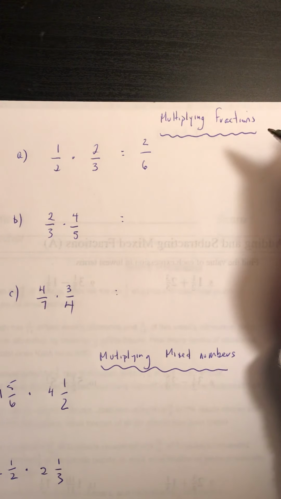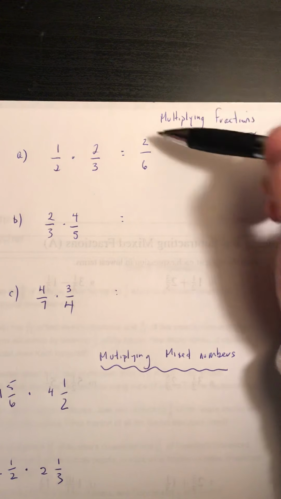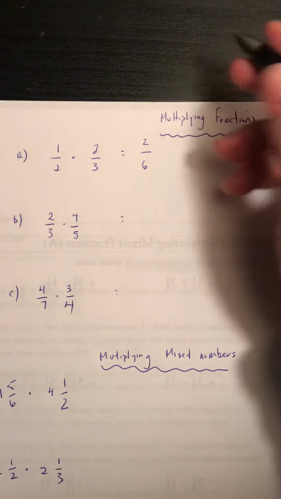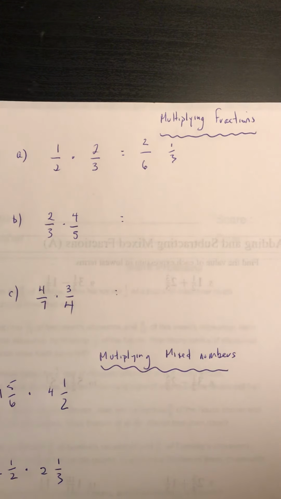is the same as, well, think about it. How many times is 2 going to go into 6? 3 times. So 1/3. We simplify that down.